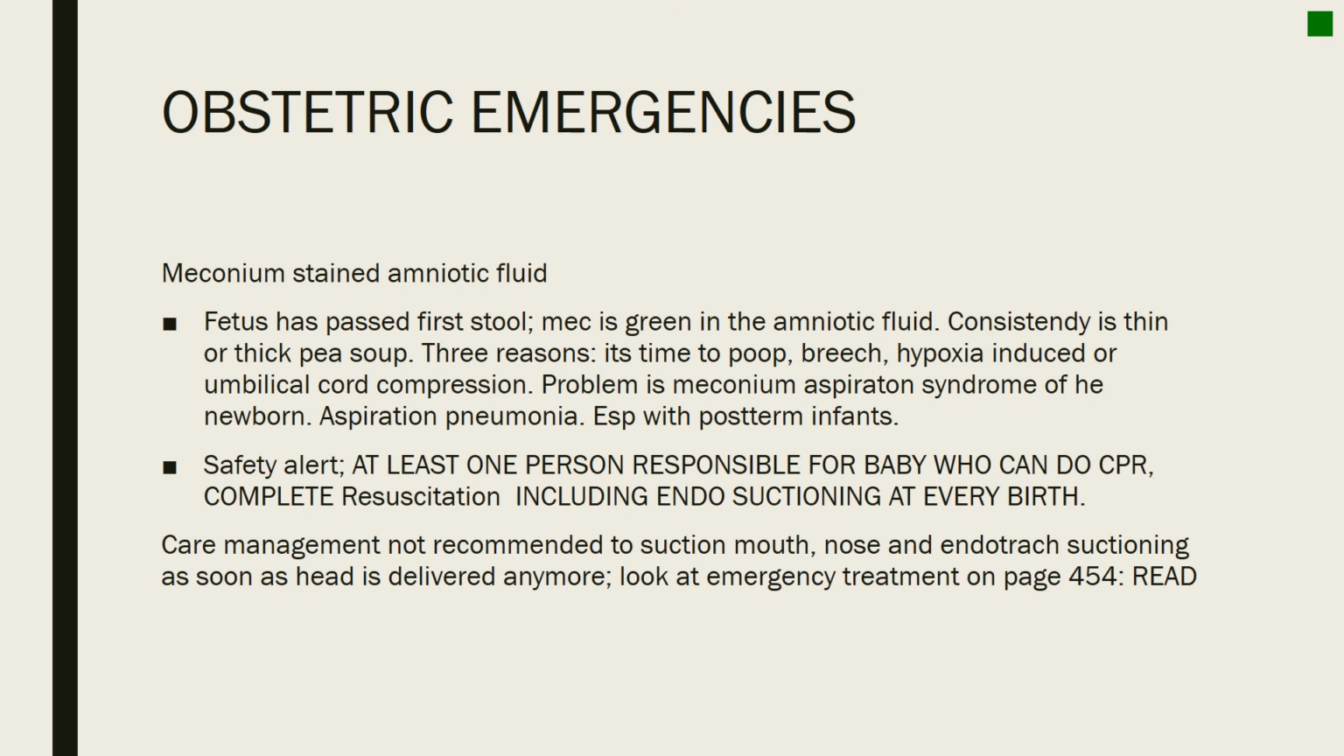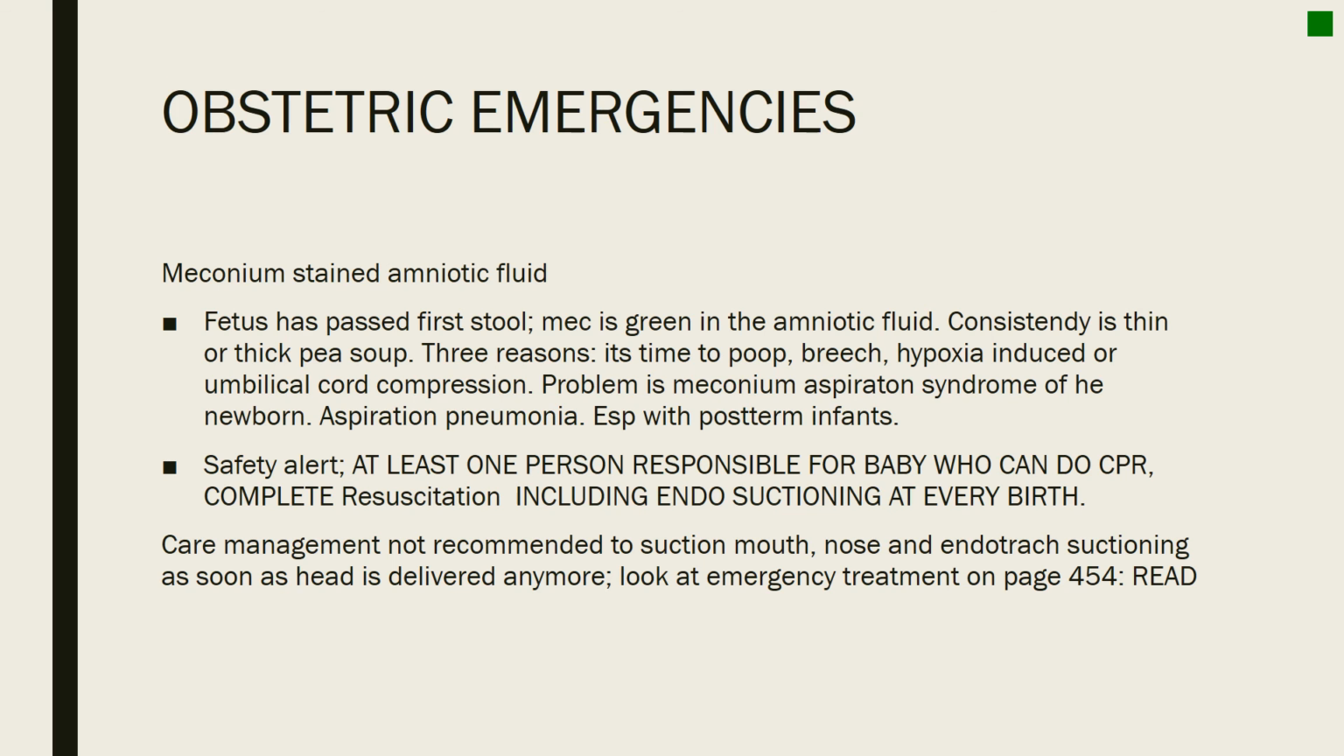Obstetric emergencies, meconium stained fluid. The baby has passed his first stool. It's green, it's in the amniotic fluid, it's thin, or it can be thick like pea soup. Three reasons: because it's time to poop, we're breech, or there's been hypoxia somehow. There's been cord compression or hypoxia in some way. The problem is that they can have meconium aspiration syndrome, aspiration pneumonia, especially if they're post-term.